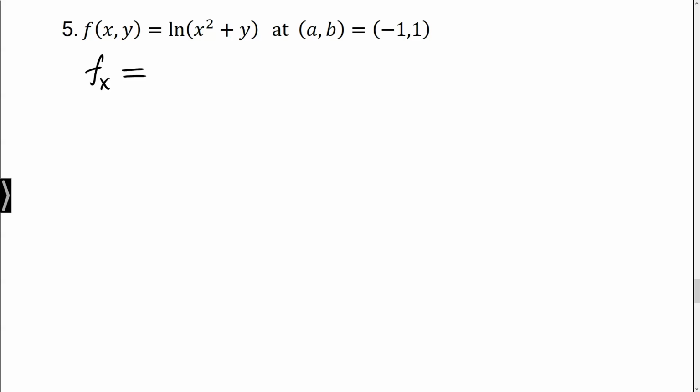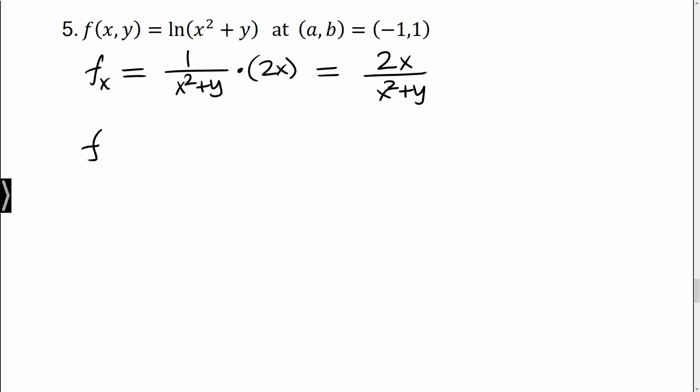Natural log of x squared plus y. So if you remember, the derivative of natural log is 1 over what's inside, so 1 over x squared plus y, times the derivative of what's inside with respect to x, that's 2x. So I get the x partial is 2x over x squared plus y, which means the x partial at negative 1, 1 will be negative 2 over 1 plus 1, which would be negative 2 over 2, negative 1. Okay, so I get another partial equal to negative 1.